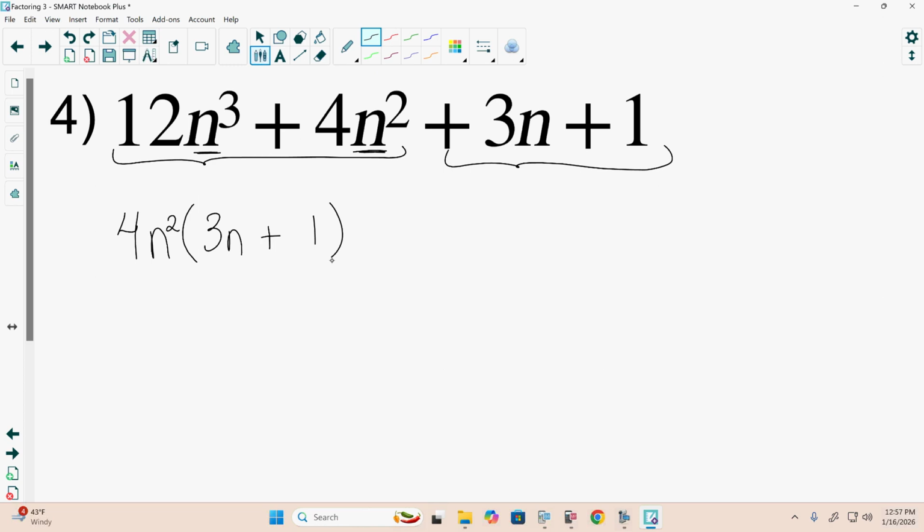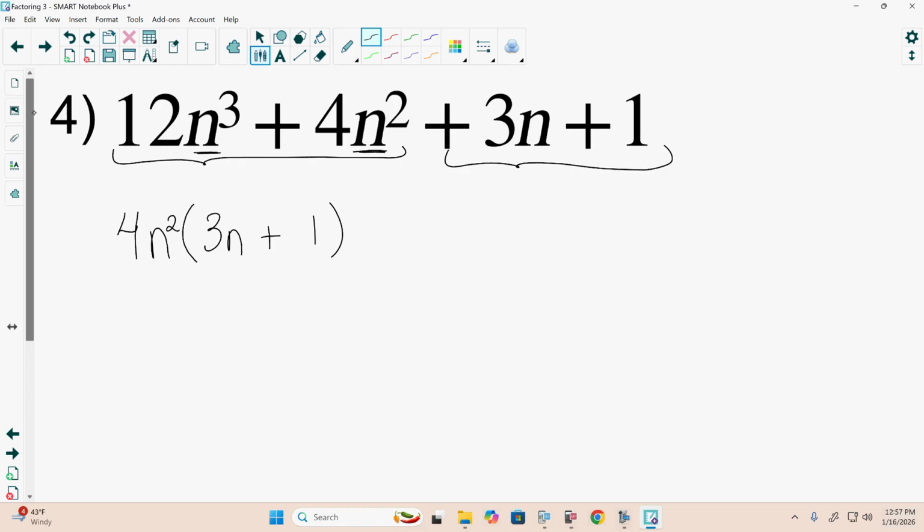Whenever we're factoring, it will never factor to 0, because what we're doing is dividing. And we can divide by itself. There's no way to divide a number other than 0 by something and get 0. It just does not work. So we have this here, 4n squared times 3n plus 1. Questions on this here?